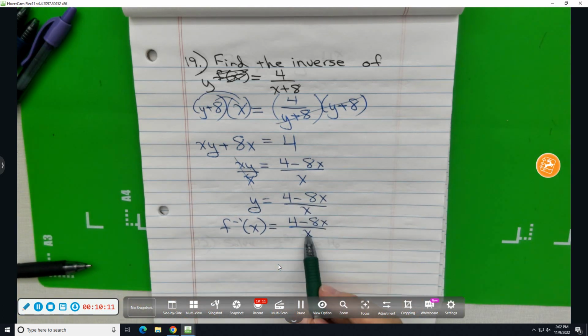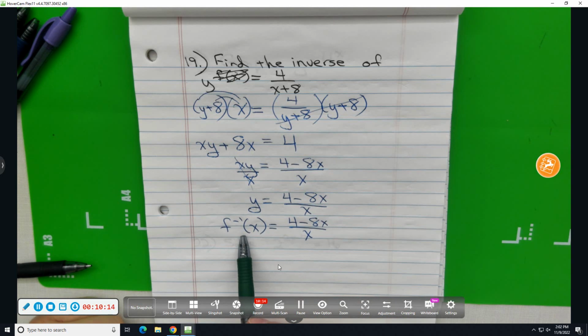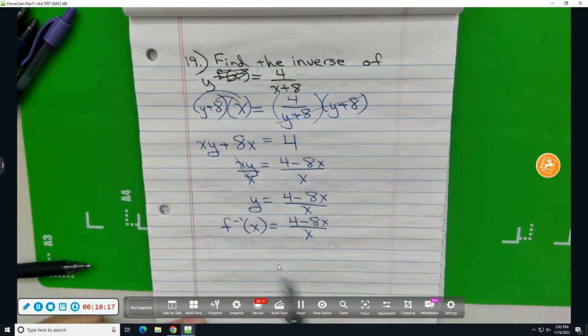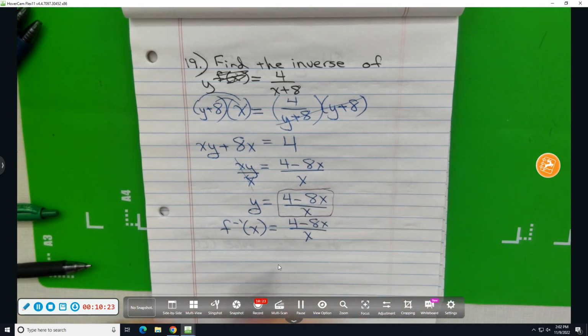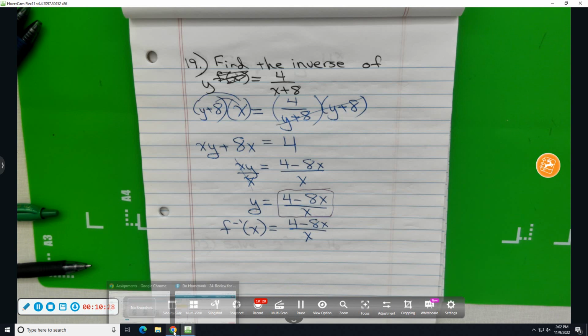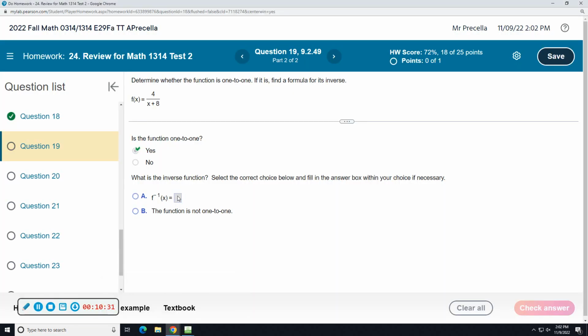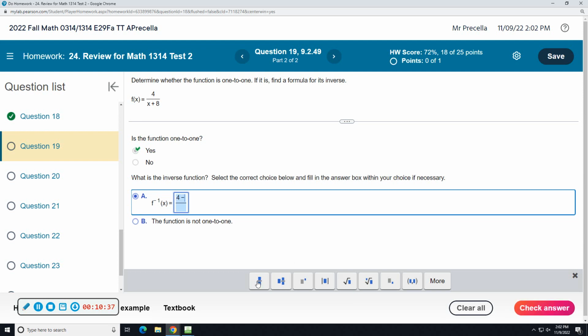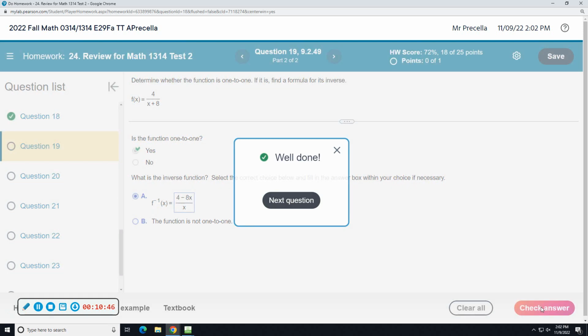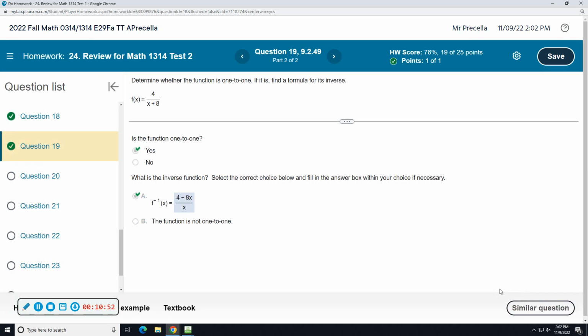Although this step isn't really necessary, my lab already has the f inverse of x notation typed for you. All you have to type in is this stuff right here. So typing in the 4 minus 8x over x, you come over here. You have a fraction. On top is a 4 minus 8x. And on the bottom, it's just the variable x. Any questions?